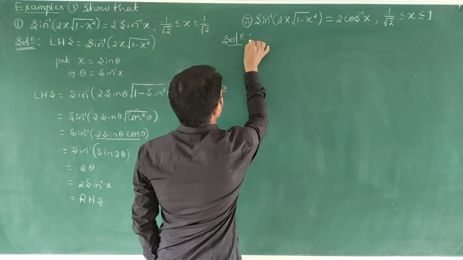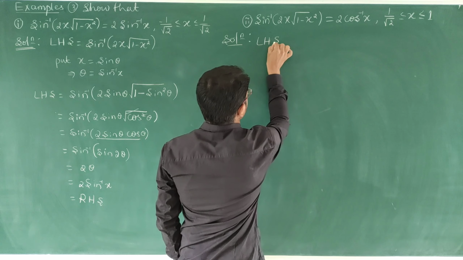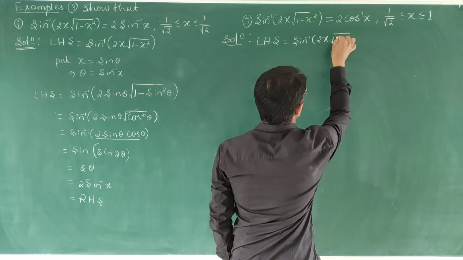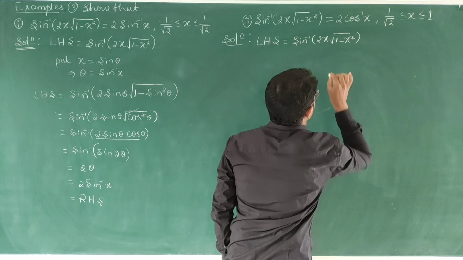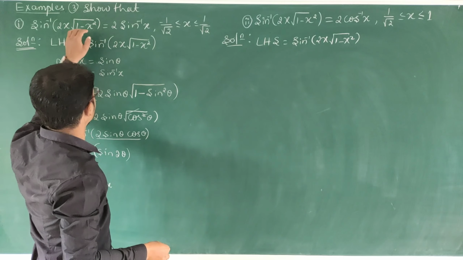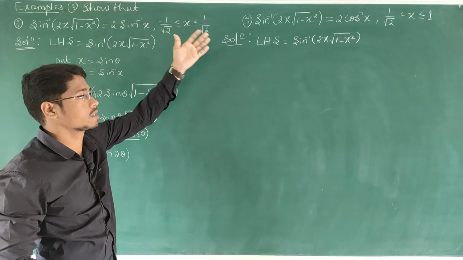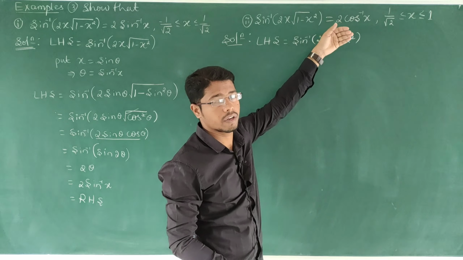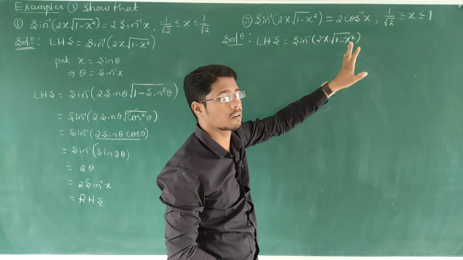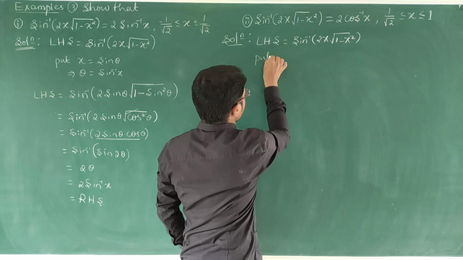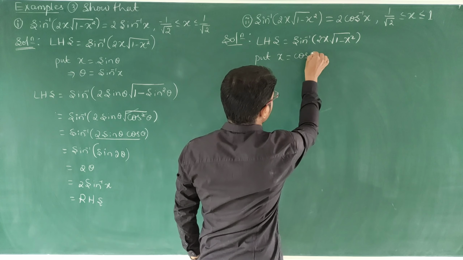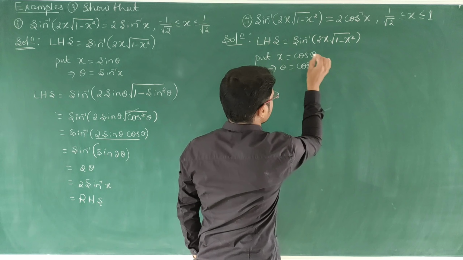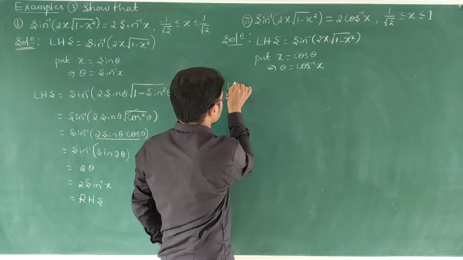Solution. Consider the LHS. LHS is sine inverse of 2x square root of 1 minus x square. See here, both the questions have the same LHS, but RHS is different. So here RHS is cos inverse x. So for that we need to put x equal to cos theta. So this implies theta is equal to cos inverse x. Substitute in the LHS.